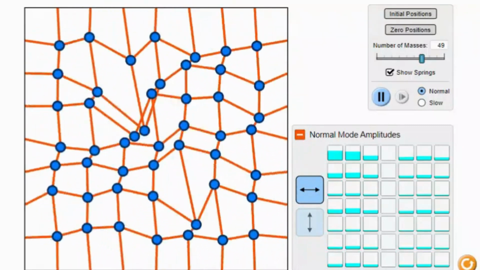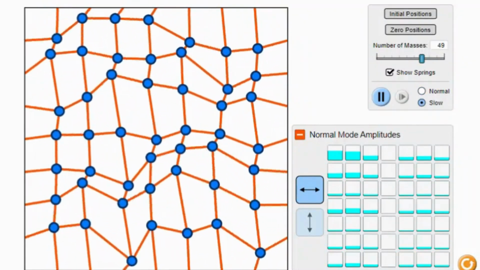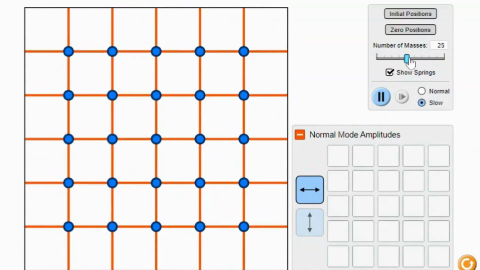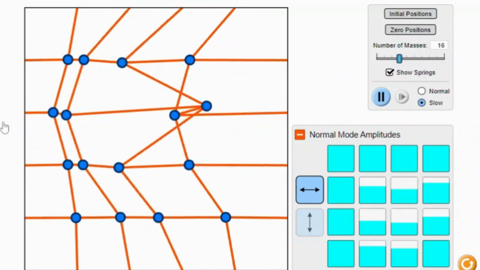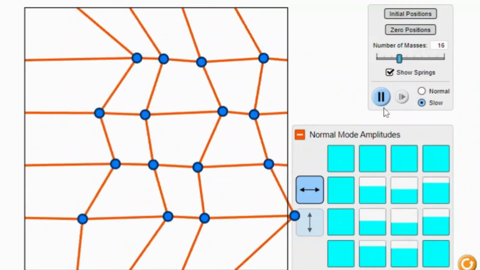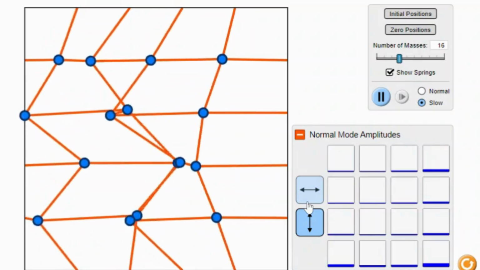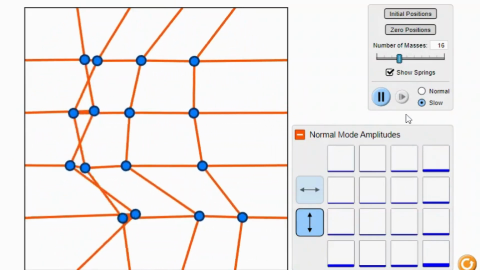The visual nature of the simulation makes abstract concepts more tangible. Students can observe the patterns of oscillation and the behavior of normal modes in real time, helping them to grasp complex ideas more easily. The simulation offers immediate feedback, allowing students to see the results of their adjustments instantly. This helps correct misunderstandings quickly and reinforces learning through trial and error.